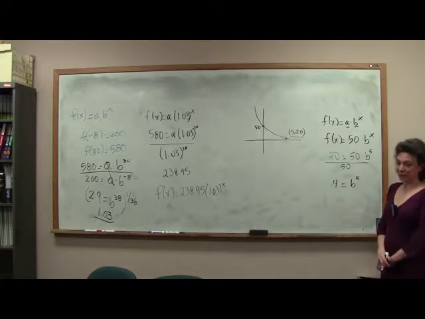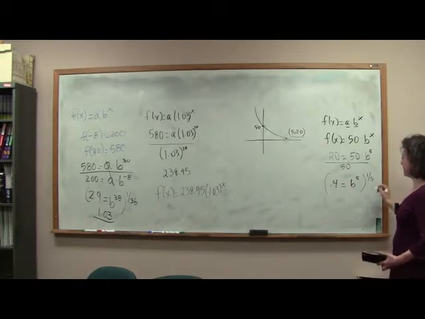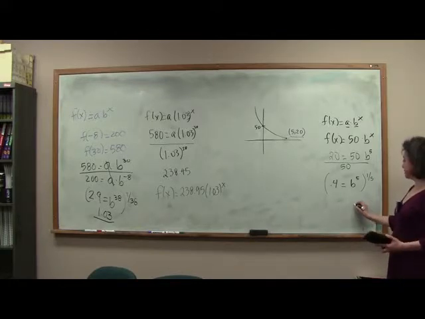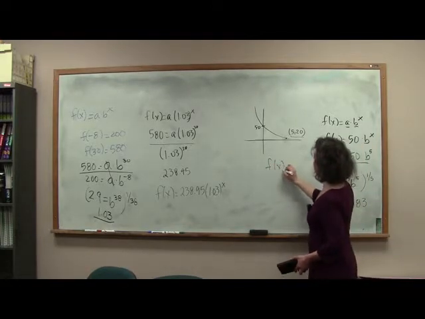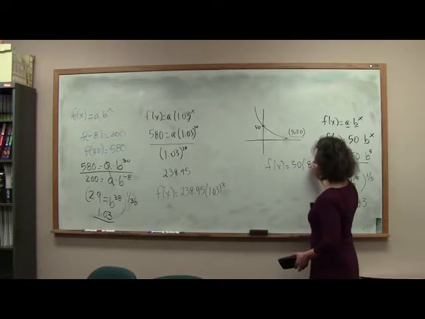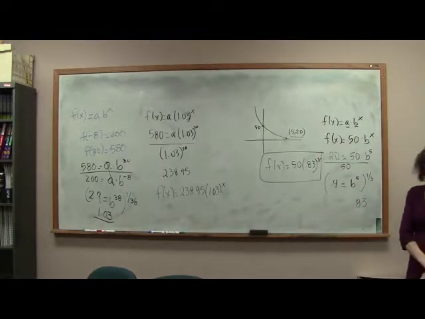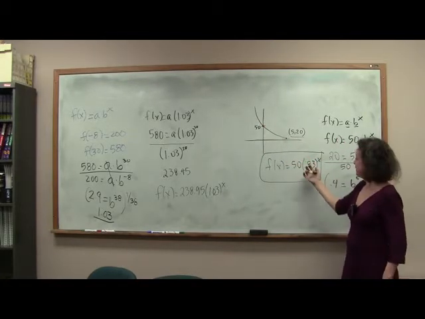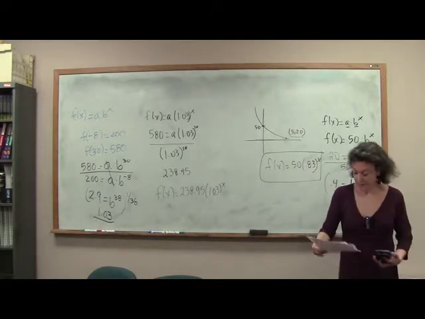Now again, I don't want b to the 5th, I want b. So what I'm going to do is take both sides and raise them to the 1/5 power. And if you do that, I'm just going to go to 2 decimal places, you get about 0.83. So therefore, I claim my function is 50 times 0.83 to the power of x. Now I want to pause for a second and say that notice my function is decreasing, so it makes sense that the base is less than 1. Okay?